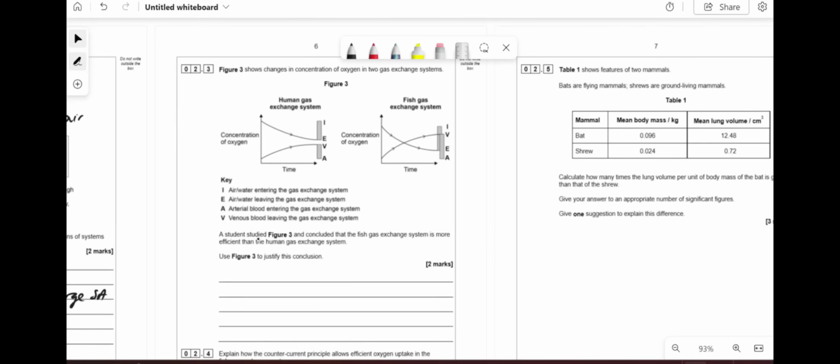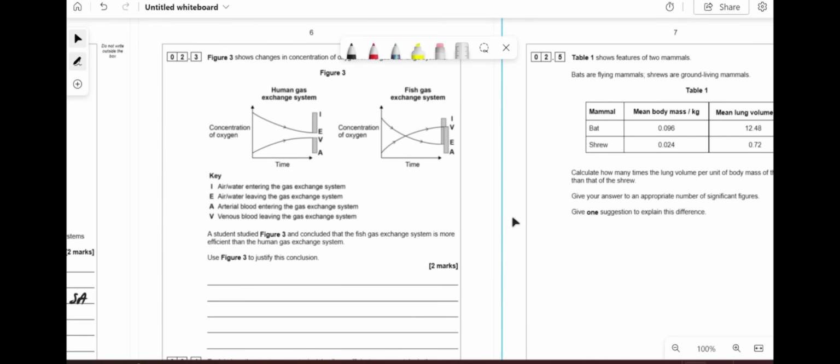A student studied Figure 3 and concluded that the fish gas exchange system is more efficient than the human gas exchange system. Use Figure 3 to justify his conclusion. So, what supports what they're saying? Okay, so E is the air or water leaving the gas exchange system. As time goes on, it's decreasing. And with V, the venous blood leaving the gas exchange system, as time goes on, the concentration is increasing.